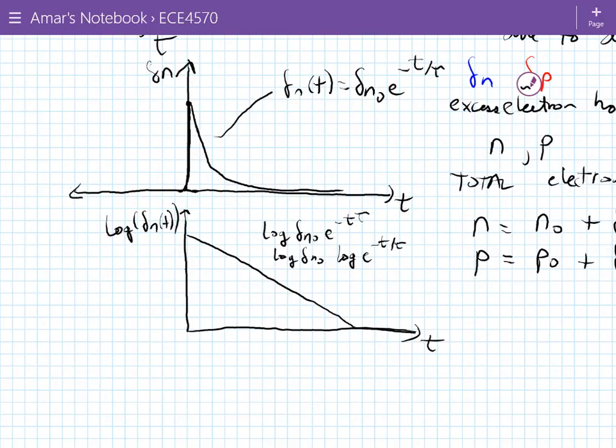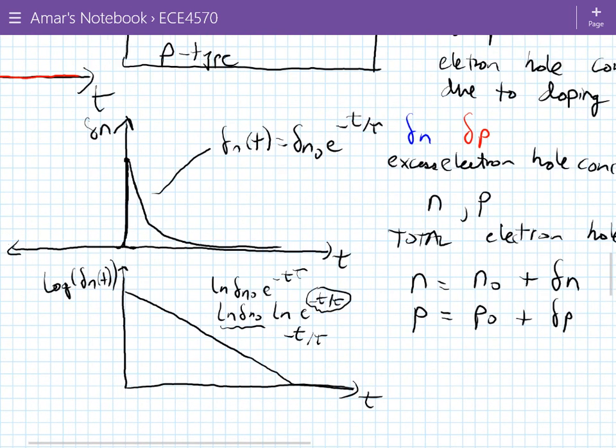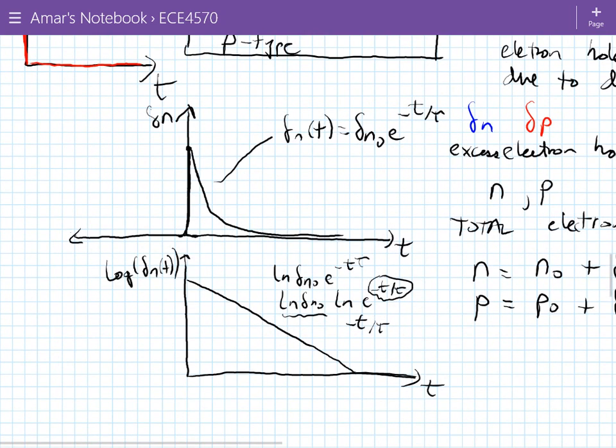So let's be more specific. Let's call this ln, natural log. If you take the natural log of an exponential function, you'll end up seeing just whatever's in the exponent left. So negative t over τ. This part here is just a constant. So it becomes a linear function, right? So this is what you're seeing on this graph here.